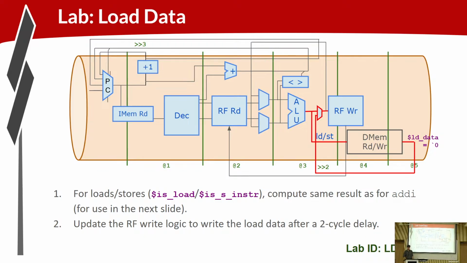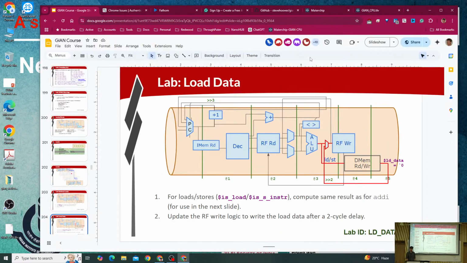So I'll walk through just the first part. So the first part is hooking up or controlling the ALU to perform add of source 1 plus immediate for loads and stores. And that's going to give us our load or store address.